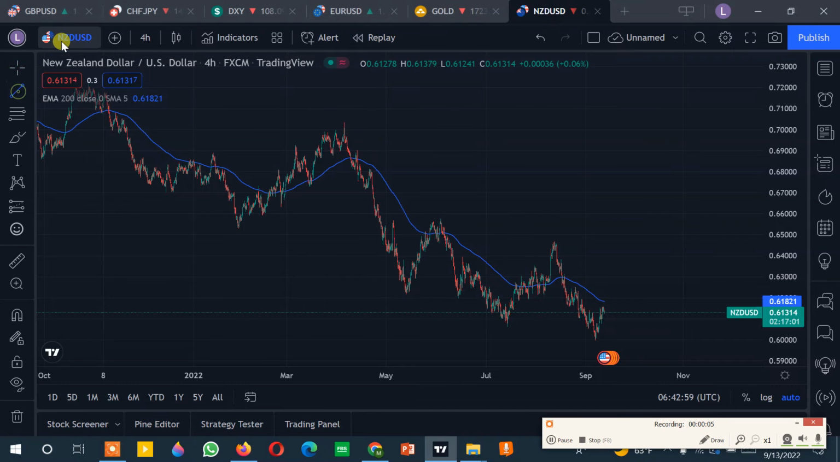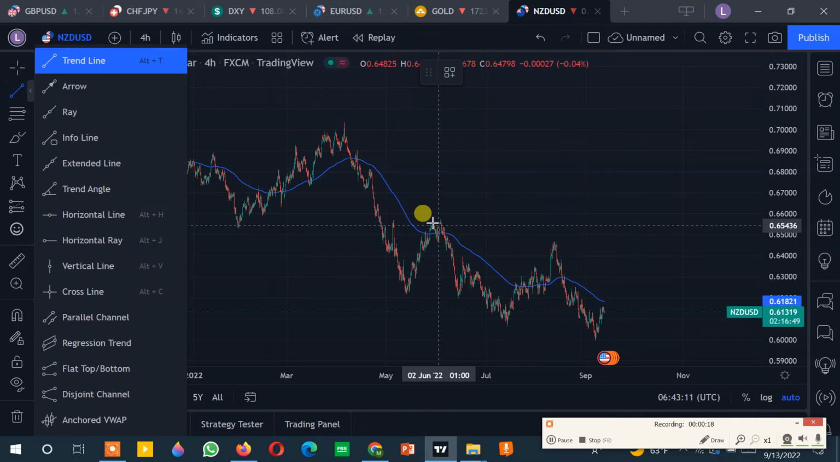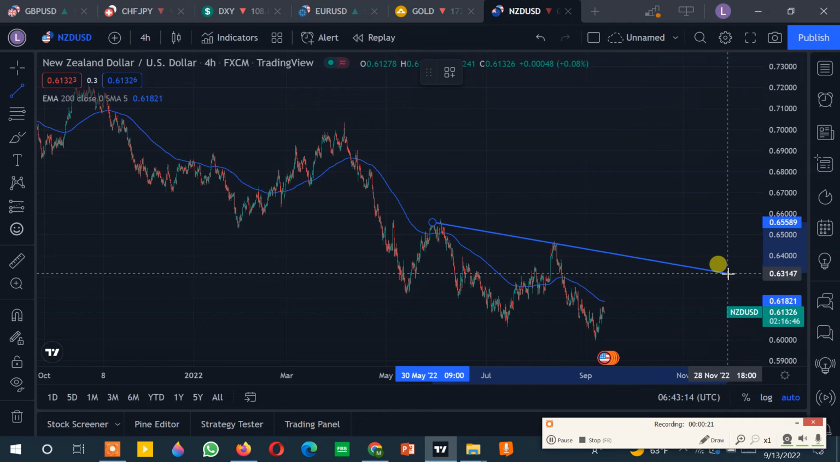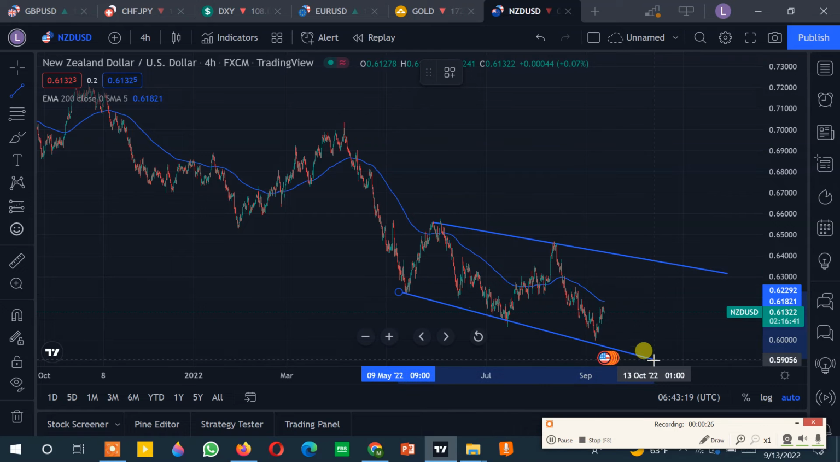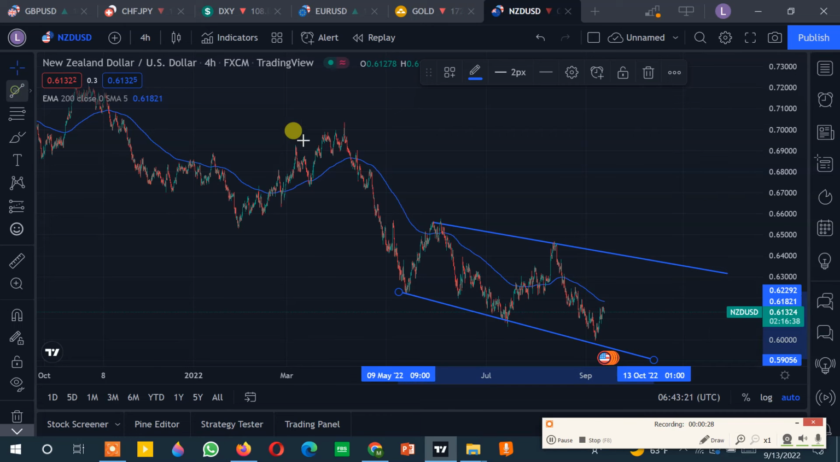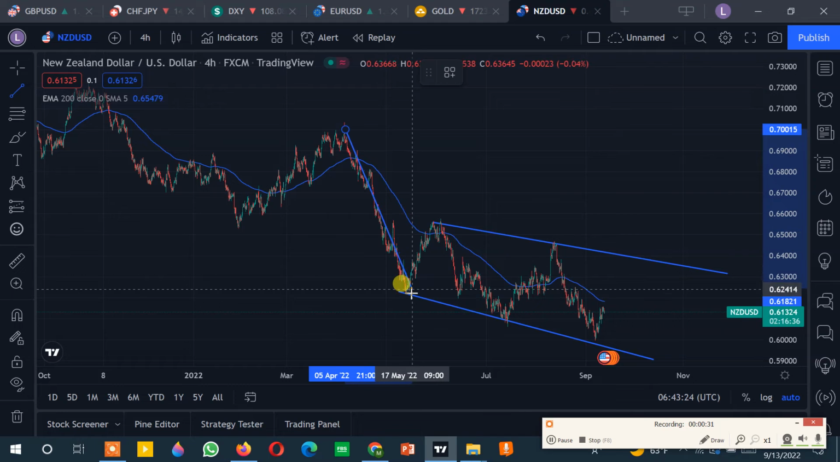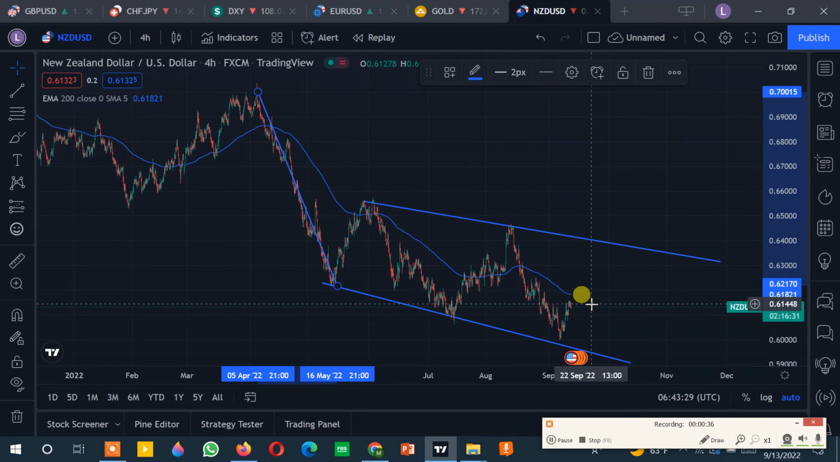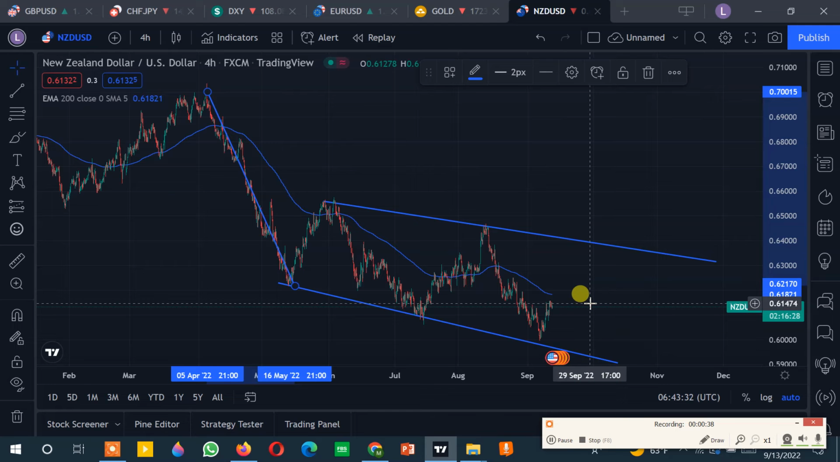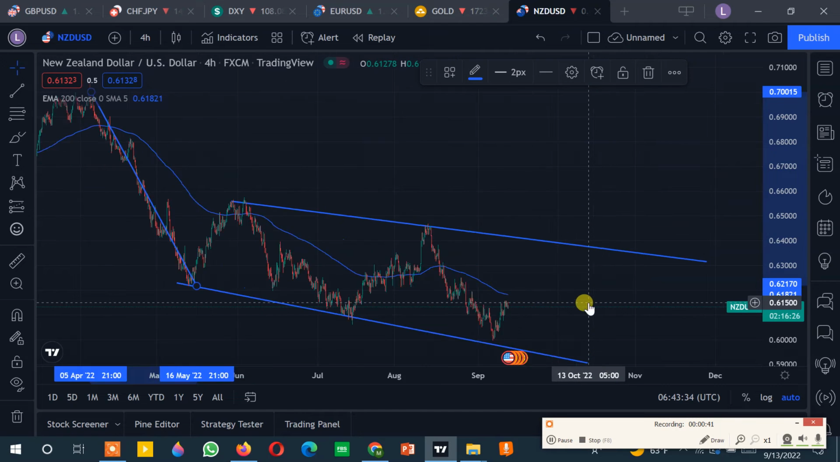It's the New Zealand USD chart and H4 also. On the 4-hour chart time frame, we are making a channel like this, and sharply it is a downtrend market. From this downtrend market, we are considering only sell positions. We are finding only sell positions.